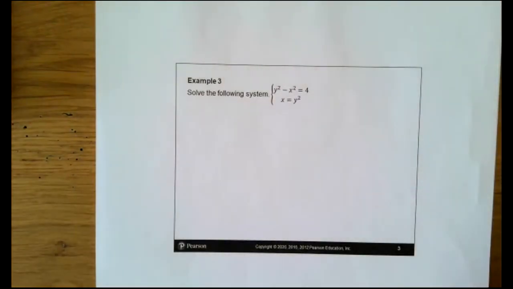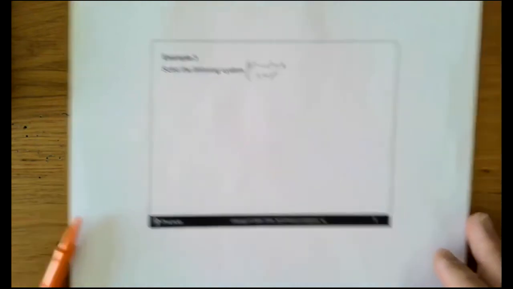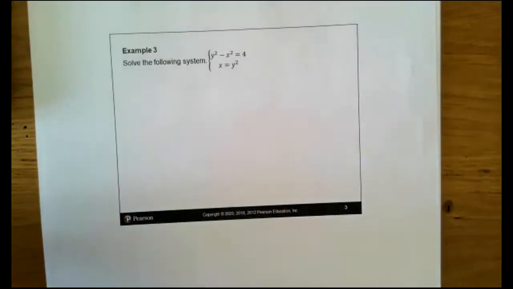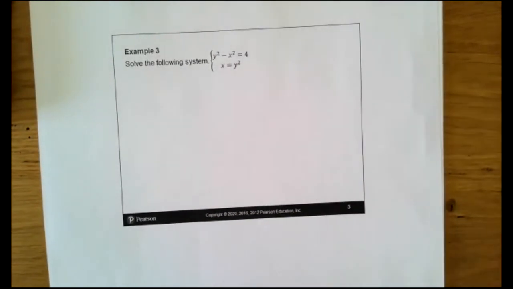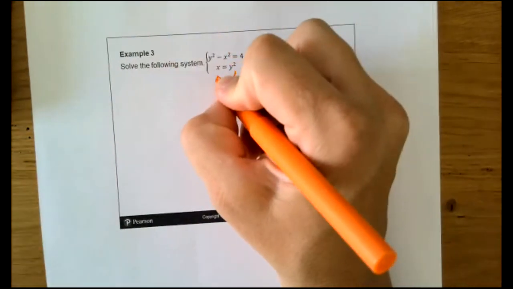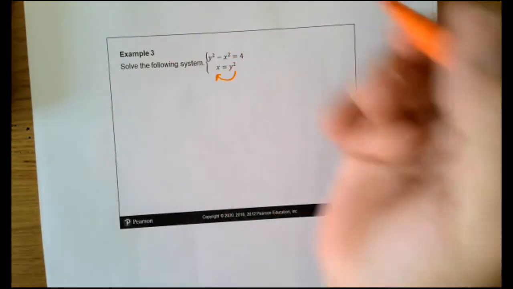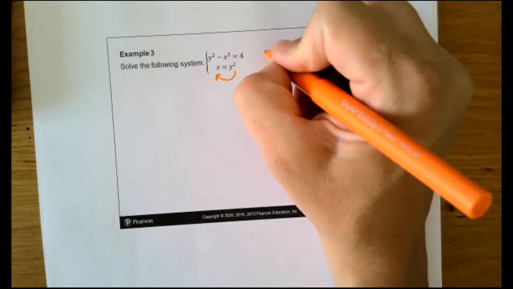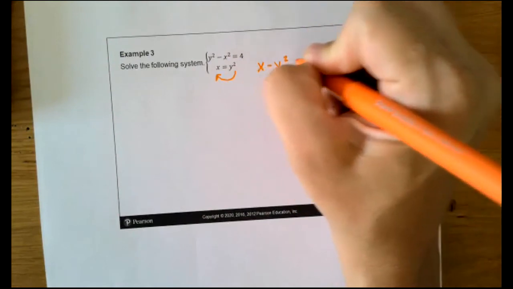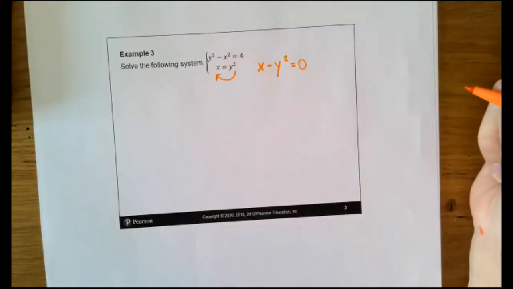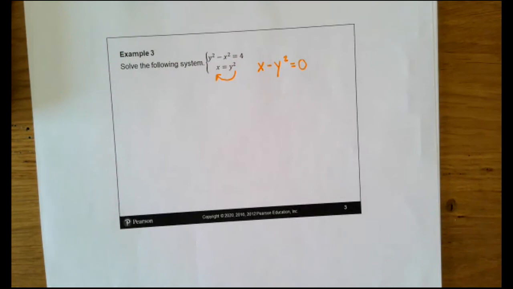Last example. The first thing we want to do is line up these two equations, right? Y squared minus x squared equals 4. And x equals y squared. So first of all, we need to move that y squared over so that they're on the same side. So that becomes x minus y squared equals 0, right? Because we're going to subtract y squared from both sides.